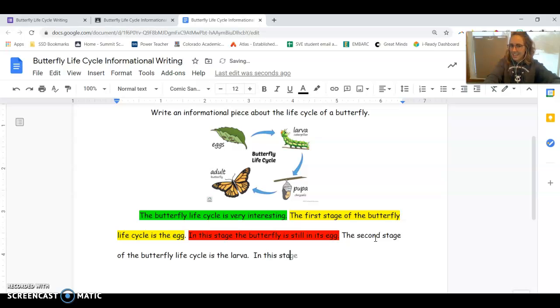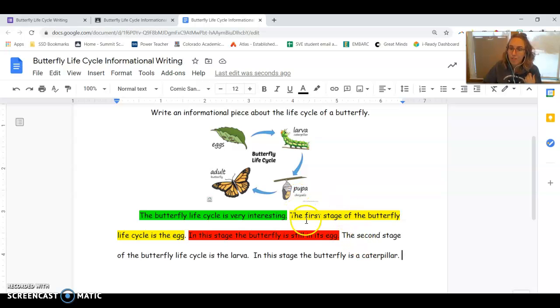In this stage, the butterfly is a caterpillar. Ooh, I gave a little more information. Now, which sentence do I highlight in yellow? Which sentence do I highlight in red?